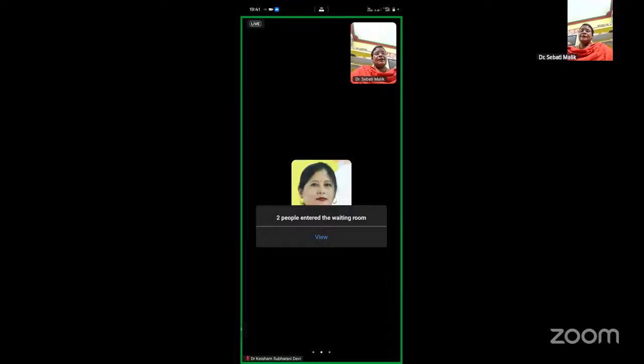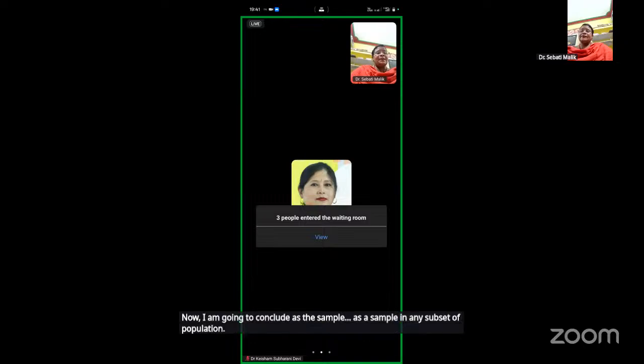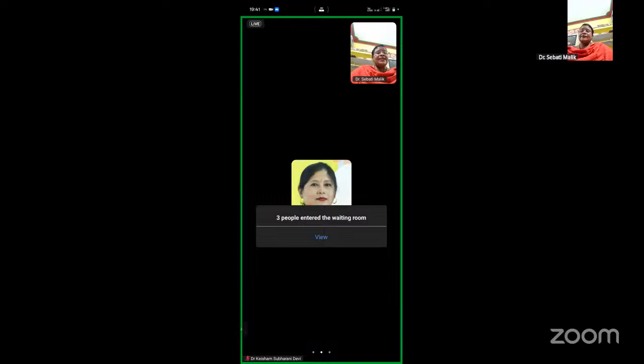Now, I am going to conclude. A sample is any subset of a population, so its size can be small or large. There is no concept of a right sample size to ensure good results. We want a sample that is representative of the population. For the purpose of statistical techniques, a small sample size of 30 is reliable.